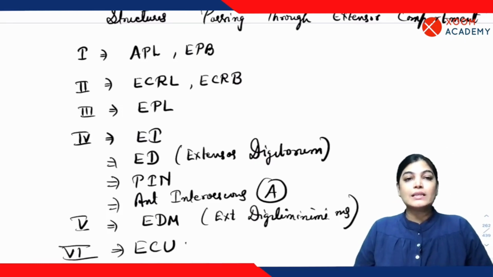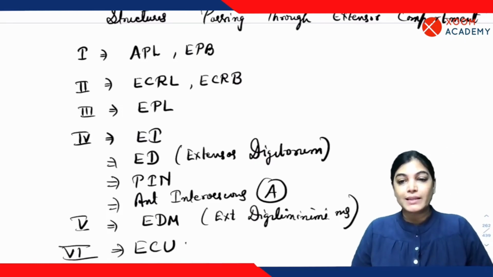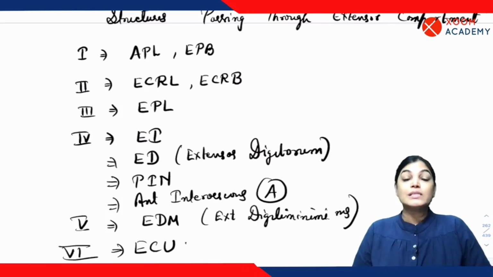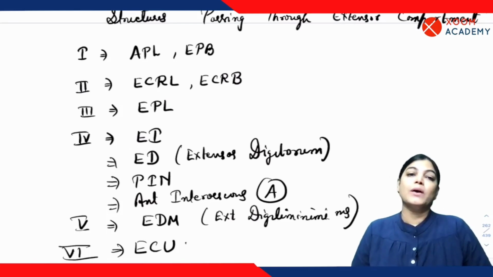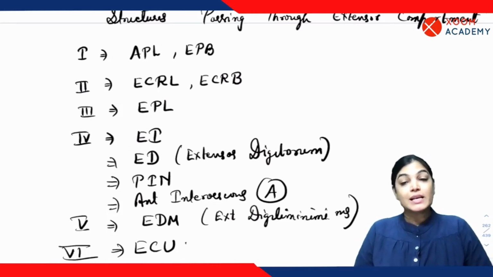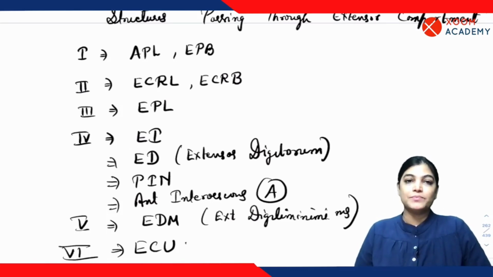So these are the 6 extensor compartments and the structures traversing through each individual compartment, which is very, very important for you to understand. And you have to know each individual compartment and the structures traversing. This has been asked so many times in previous years.